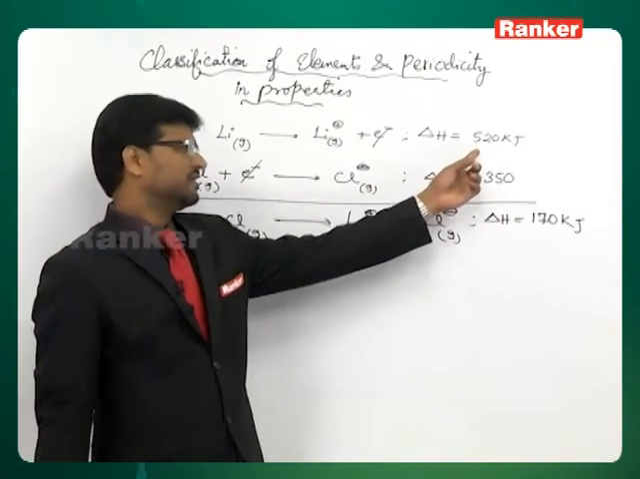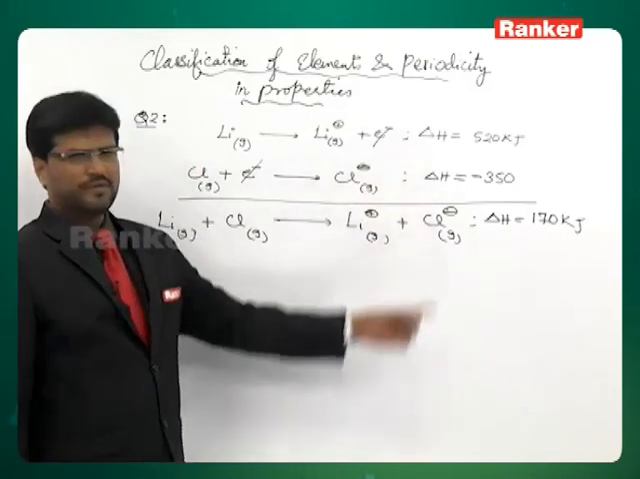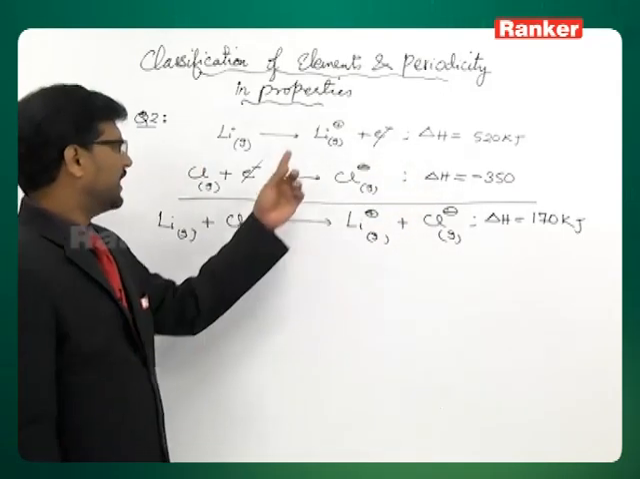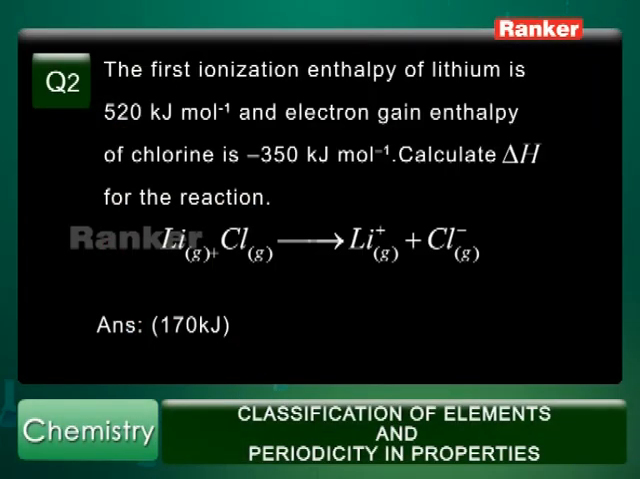We need to take the algebraic sum of these two. Delta H is an extensive property. When you add the thermochemical equations, the values get added. So, that is the answer. The answer is 170 kilojoules.